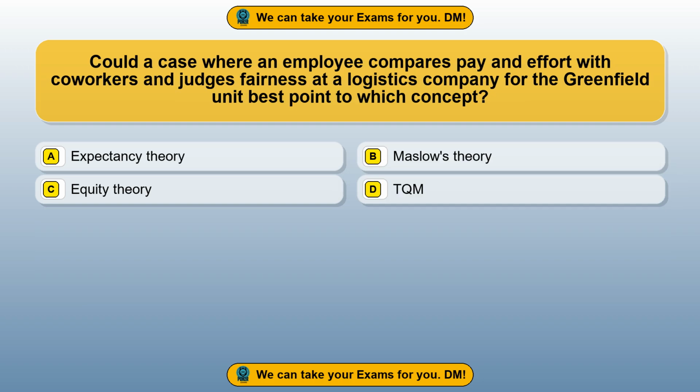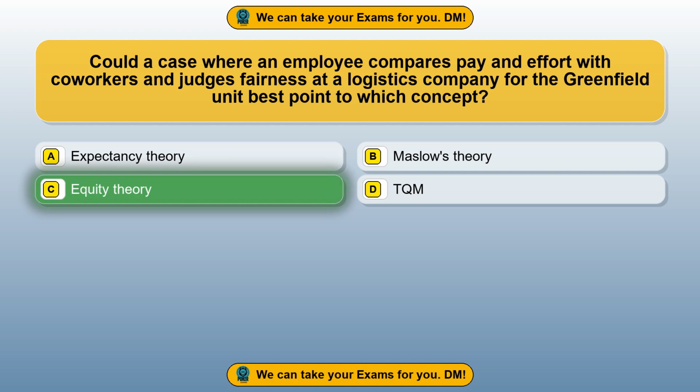Question 95. Could a case where an employee compares pay and effort with coworkers and judges fairness at a logistics company for the Greenfield unit best point to which concept? Option A, expectancy theory. Option B, Maslow's theory. Option C, equity theory. Option D, TQM. The correct answer is option C, equity theory.